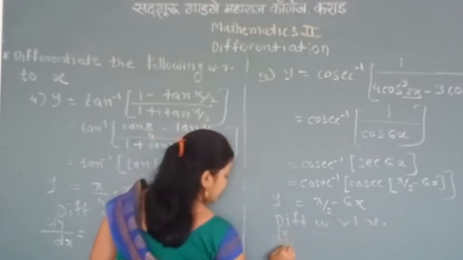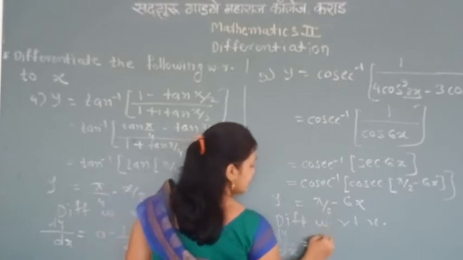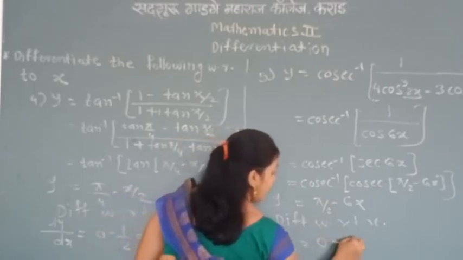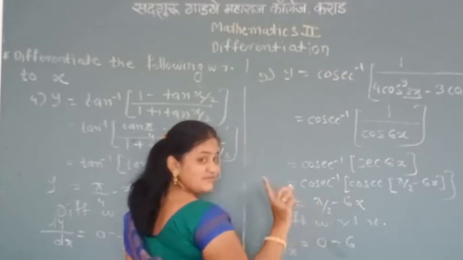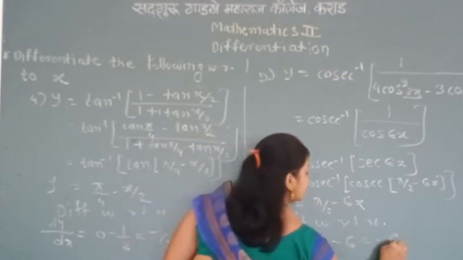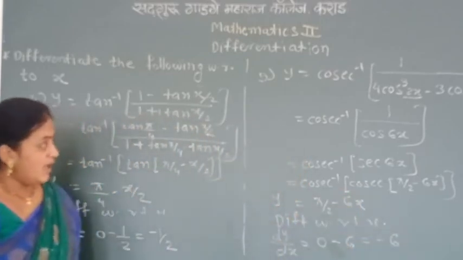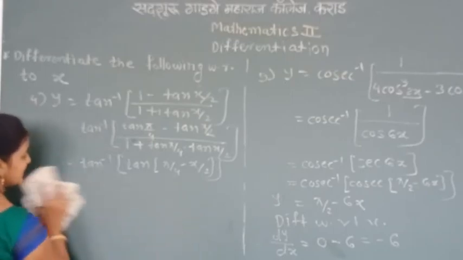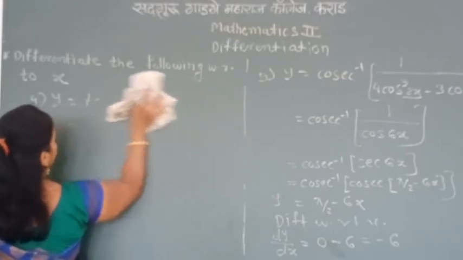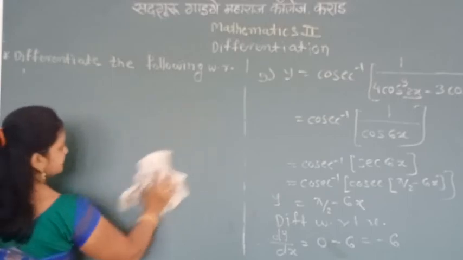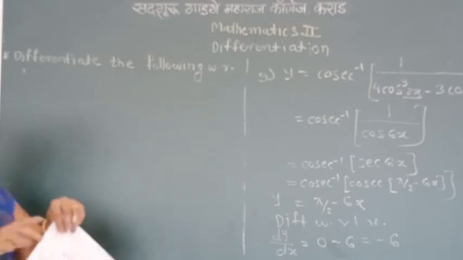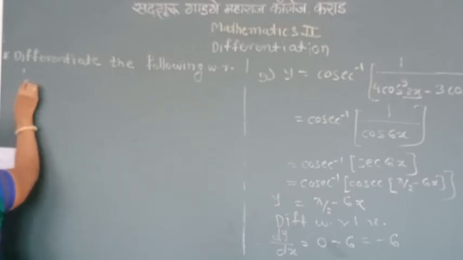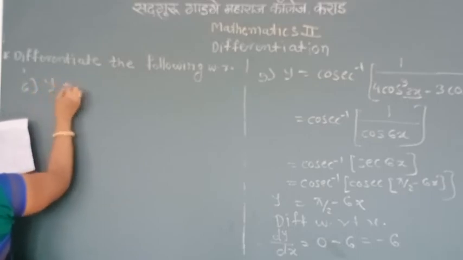So dy by dx is equal to pi by 2, derivative is 0, minus 6 is a constant, derivative of x which is 1. So your final answer is minus 6. Now next example, sixth example.